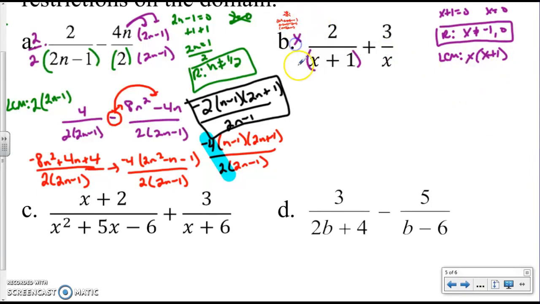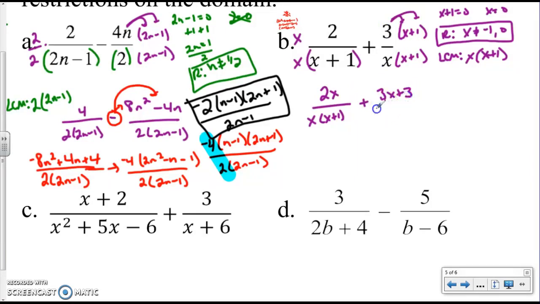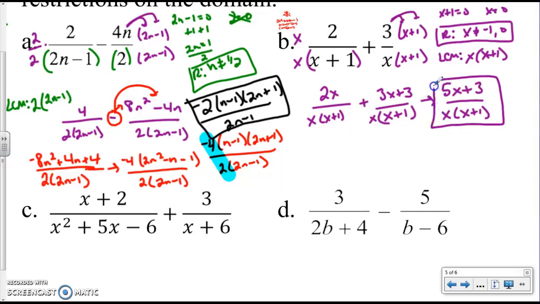In the first fraction, I'm missing x. Second fraction, I'm missing x plus 1. I'm going to go ahead and multiply those. So I get 2x over x times x plus 1 plus, I'm going to distribute, so I get 3x plus 3 over x times x plus 1. And now I can combine those together. So 2x plus 3x is 5x plus 3. And then I cannot factor this one, so I'm actually finished here. Okay, so my restrictions and my final answer, and that's it. Okay, that one wasn't quite as complicated.